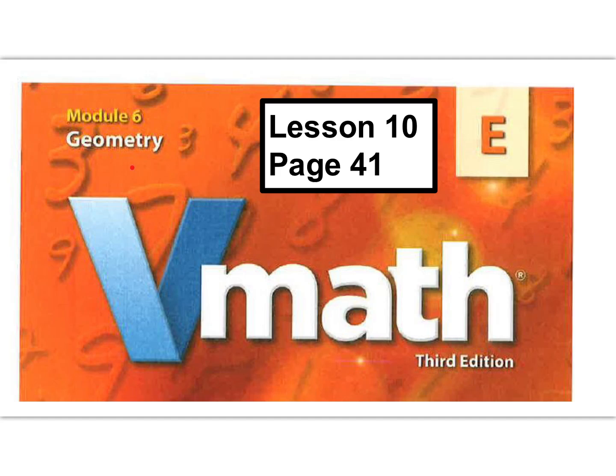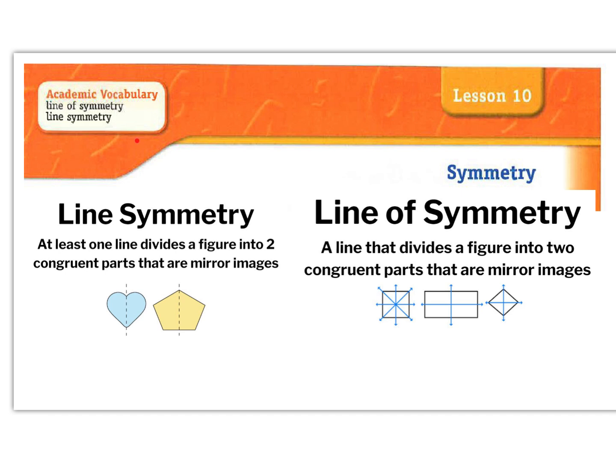Hi everyone, today we're in Module 6 of Geometry from VMath Level E. We are on Lesson 10, so turn to page 41 to follow along and take notes. Our words for today are line symmetry and line of symmetry.